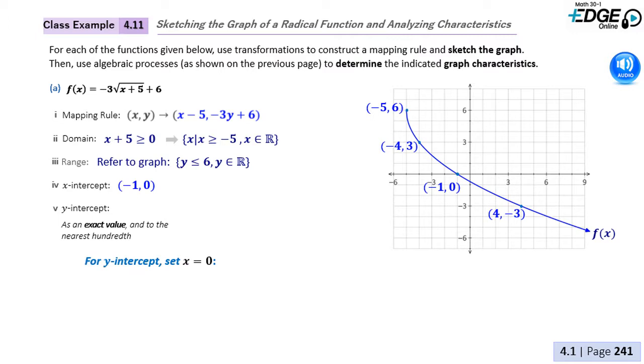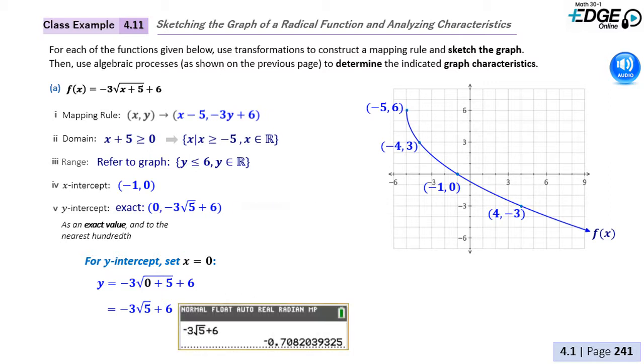Now we'll find the y-intercept by replacing x with 0. This isn't really a situation of solving so much as evaluating. So when we get to this negative 3 root 5 plus 6, there's nothing more we can do. We could evaluate it to the nearest hundredth, in which case we'd get approximately negative 0.71.